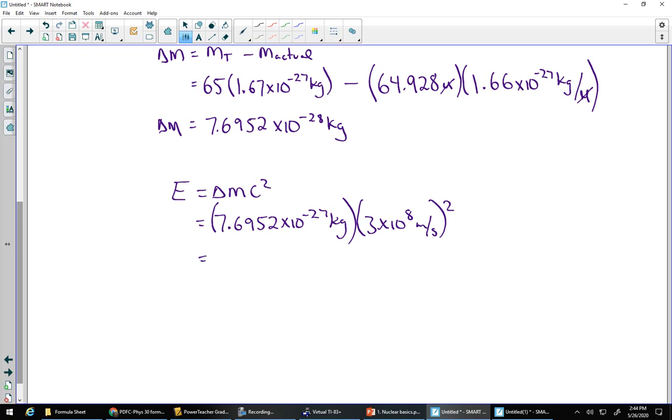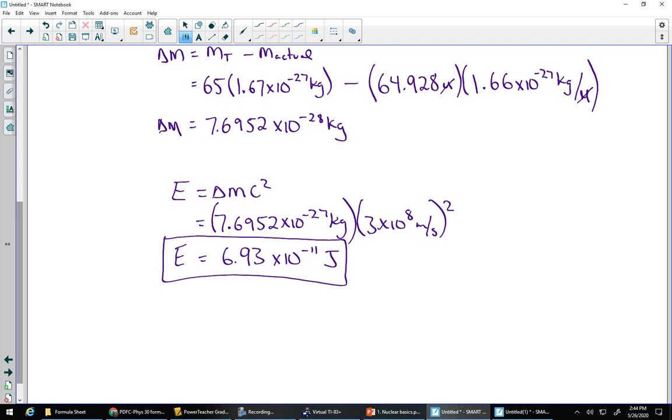And let's see, plug this in. I get 6.93 times 10 to the power of negative 11 joules. All right, so we got our nuclear binding energy, 6.93 times 10 to the negative 11 joules.